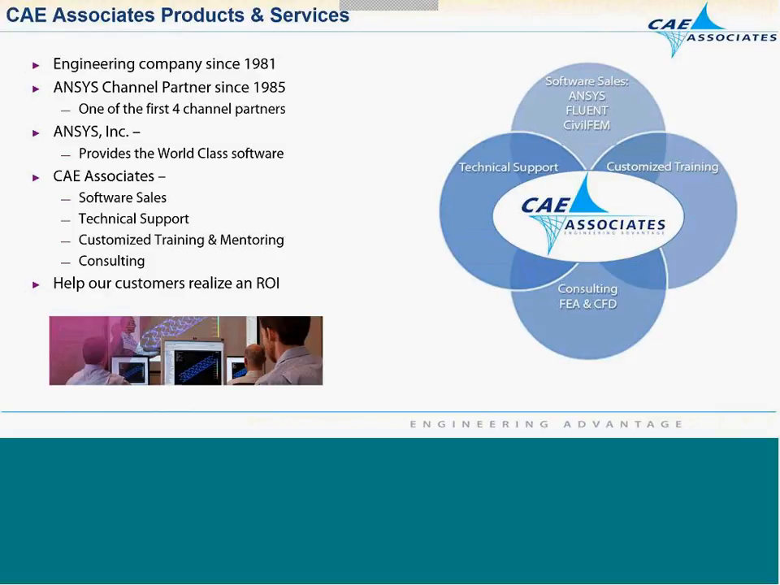CAE Associates, we are the local channel partner for ANSYS. So we service customers from Philadelphia all the way up to Boston. We started out as a channel partner back in 1985, so we've been doing this for more than 30 years now. What we like to say is ANSYS provides the software and we provide everything else. We basically, in that territory from Philadelphia to Boston, sell the ANSYS software suite. We are the first line of technical support for all the customers in that area. We provide training. Anyone who buys the software, we provide training to get up and running at an introductory level and also advanced topics along the way.